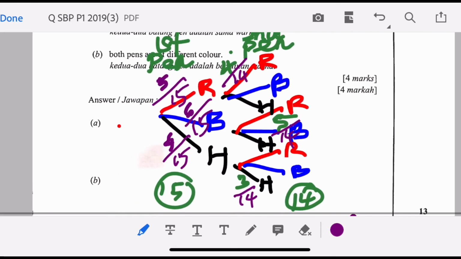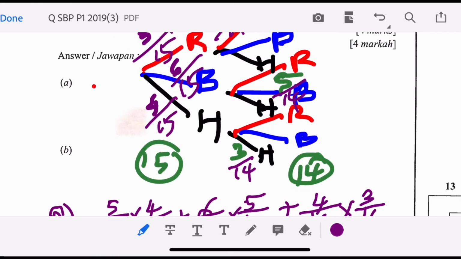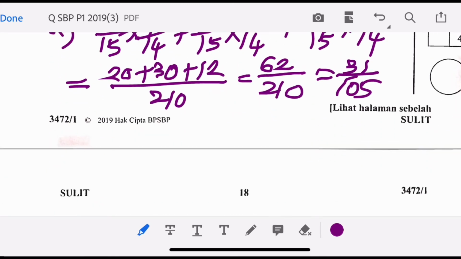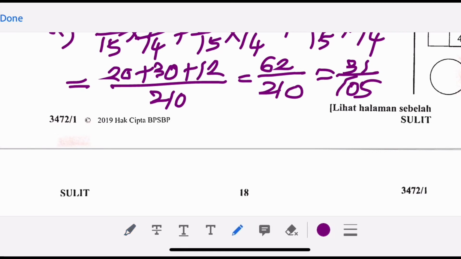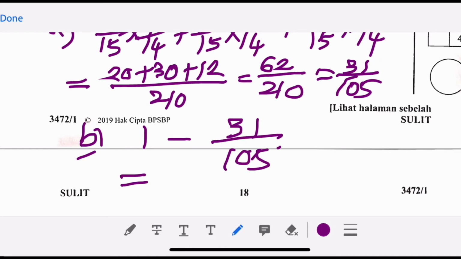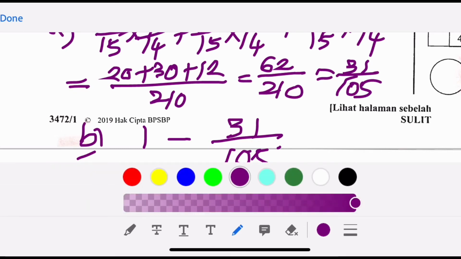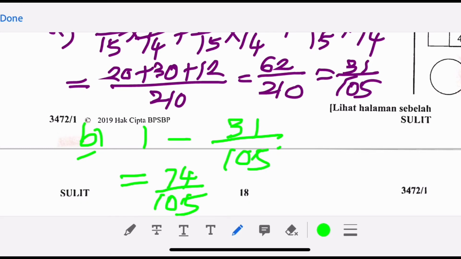Okay, so now we'll discuss part B. For part B, they want you to find the probability of different color, as you observe from the tree diagram. The one that is not the same color will be different color. So I just take 1 minus 31 over 105. So you can get the answer very fast compared to multiplying one by one.